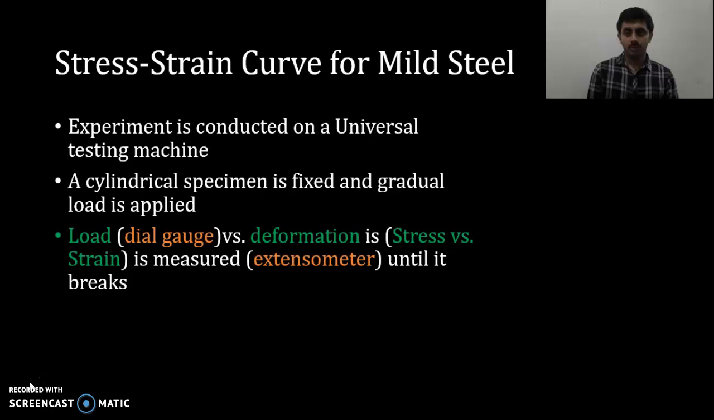The load is measured using a dial gauge, and whenever the deformation happens, that deformation is measured using an extensometer. So load versus deformation data will be observed, which can be converted into stress versus strain. This experiment will be carried out until the specimen breaks into two pieces. Then from the graph, various parameters can be observed. Let us look at a video to understand the stress-strain curve or the conduction of the experiment.